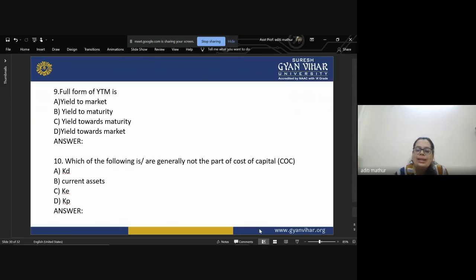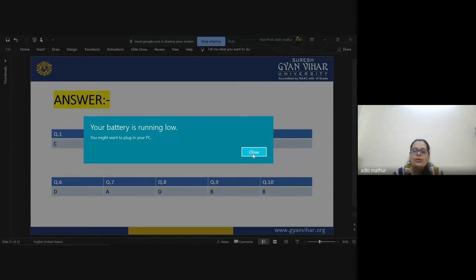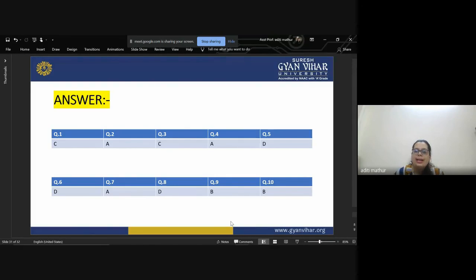So now let us check the answers. The correct answer for question number 1 is option C. For question number 2, it's option A. For question number 3, it's option C. For question number 4, it is A. For 5, the correct option is D. For question number 6 also, the correct option is D. Question number 7, the correct option is A. For question number 8, the correct option is D. For question number 9, the correct option is B. And for question number 10 also, the correct option is B.